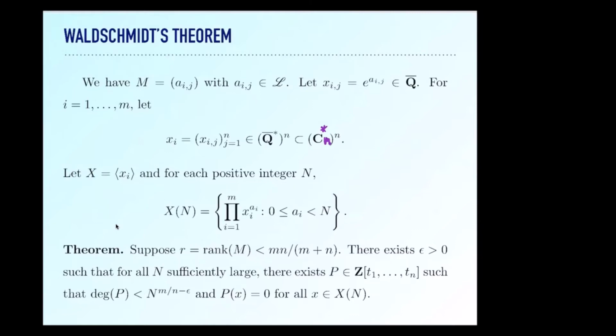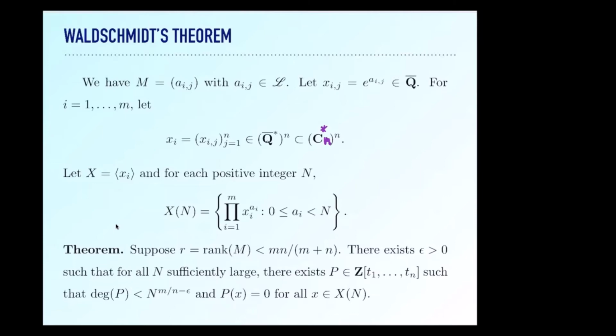If there are no dependencies somehow, that's kind of the point of this: you want to construct a polynomial that shows there are dependencies. But if there are no dependencies between these elements, then the size of this set would be capital N to the little m.